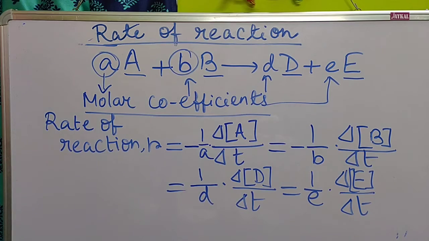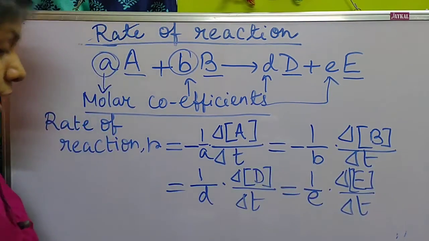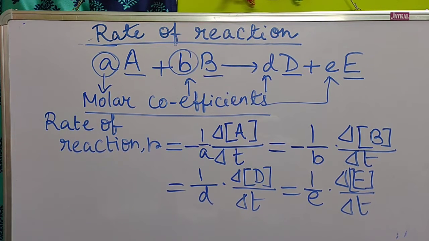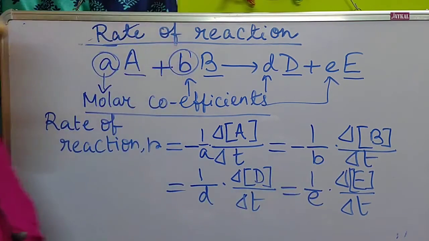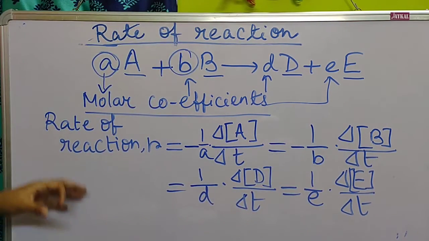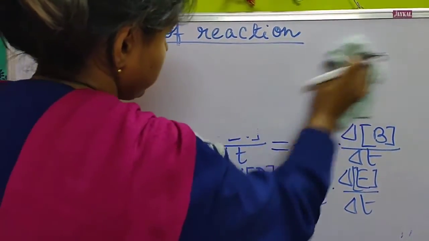Whenever these are written within third brackets, they represent the molar concentrations of the reactants and the products respectively. In this type of reaction we have to write the rate in this way. Clear?